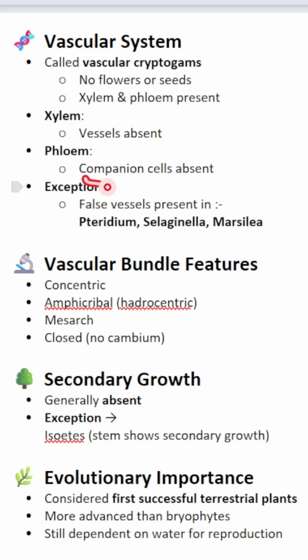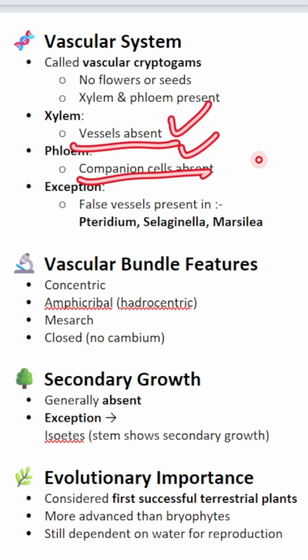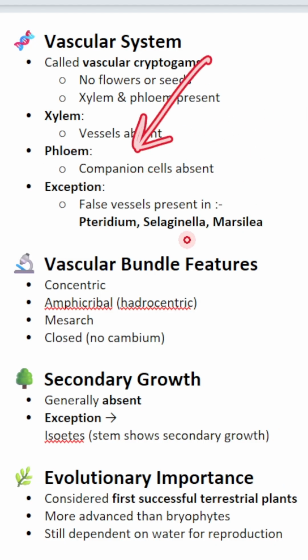In phloem we find sieve tubes, phloem parenchyma and phloem fibers present, but companion cells are absent. So these are the two exceptions: vessels absent in xylem, companion cells absent in phloem. This is the general character of Pteridophyta. But as an exception, false vessels are present, very important from the NEET point of view.